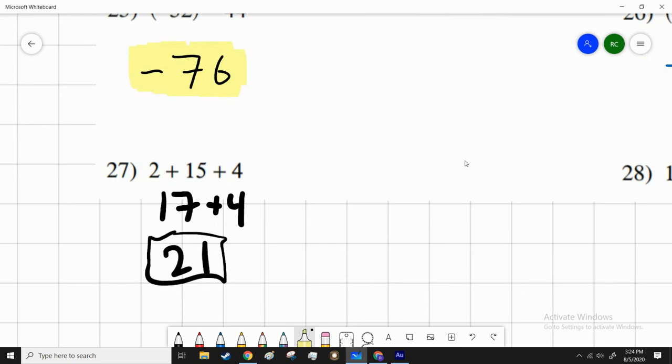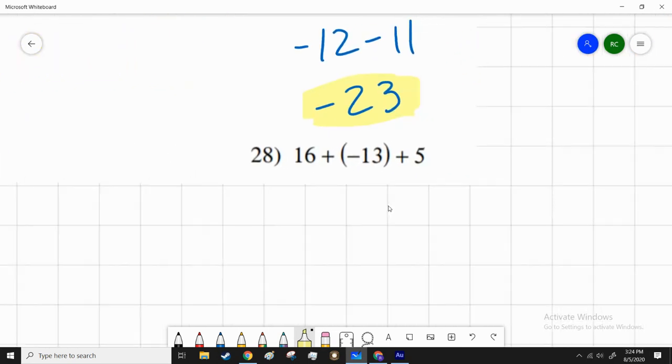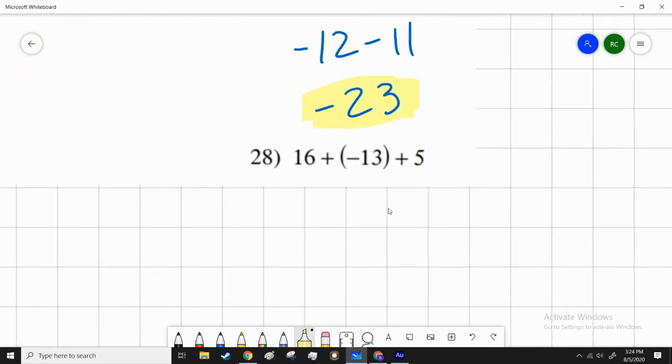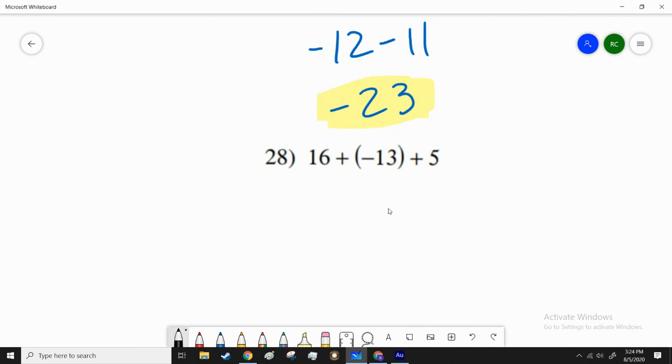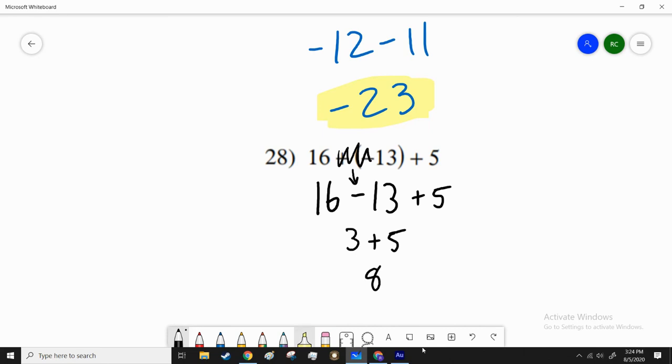I believe we did number 27. Yes, that's 21. 16 plus negative 13 plus 5. Well, again, this is the same thing as 16 minus 13. This plus negative is the same thing as just minus. Adding a negative and subtraction are the same thing. Plus 5. Let's just go ahead and do it in order. 16 minus 13 is 3. Plus 5 is 8.